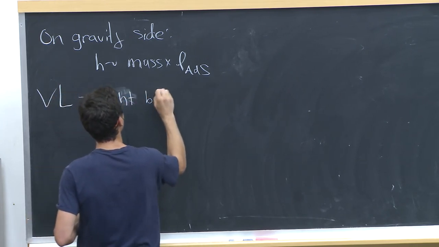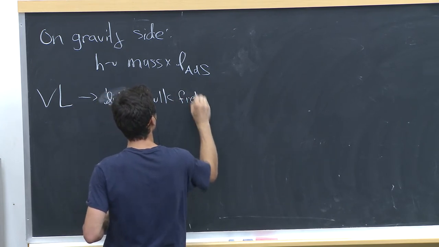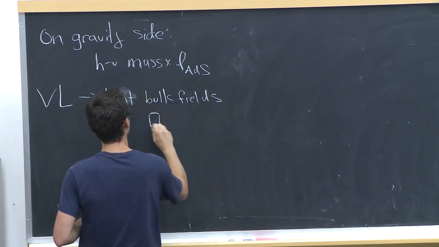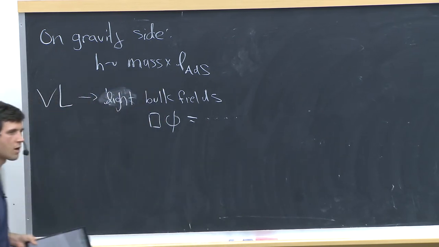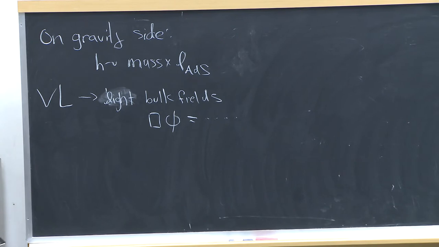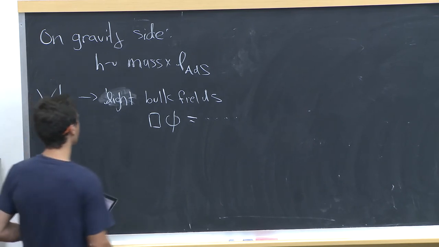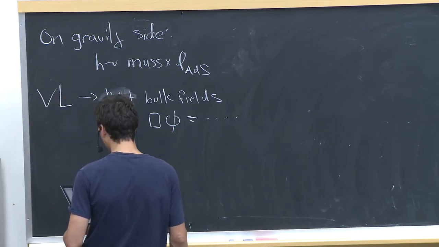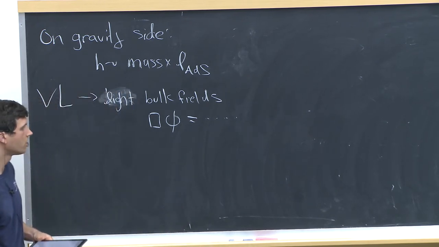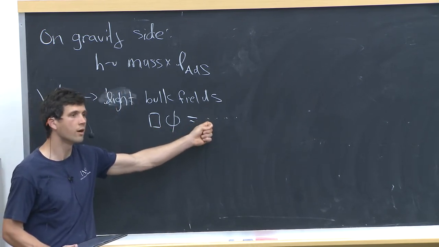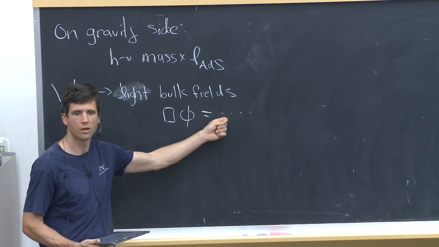light bulk fields that obey some wave equation, box phi equals something, some sources on the right-hand side that will depend on exactly what theory you're interested in and exactly what Lagrangian you write down in the bulk. This is essentially why they're not universal. The correlators, say, of these very light operators will depend in detail on what interactions you write on the right-hand side.